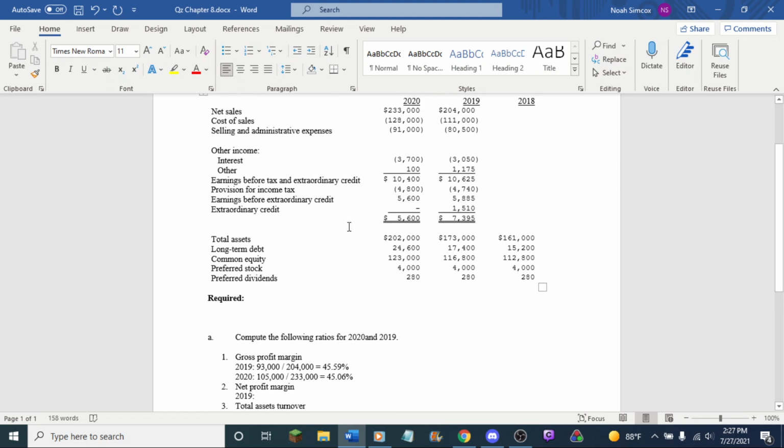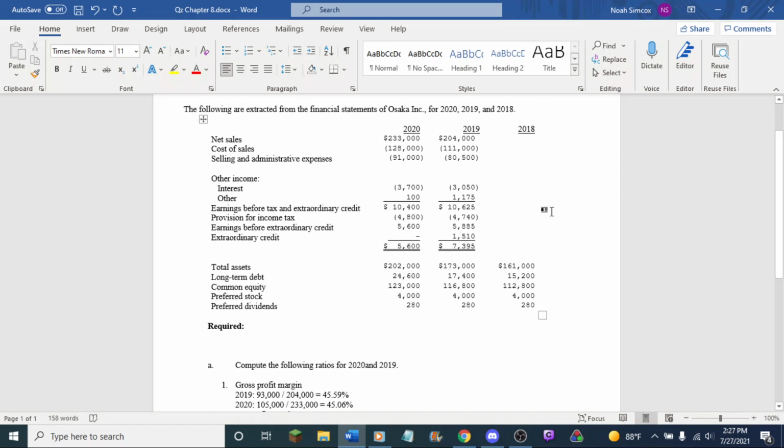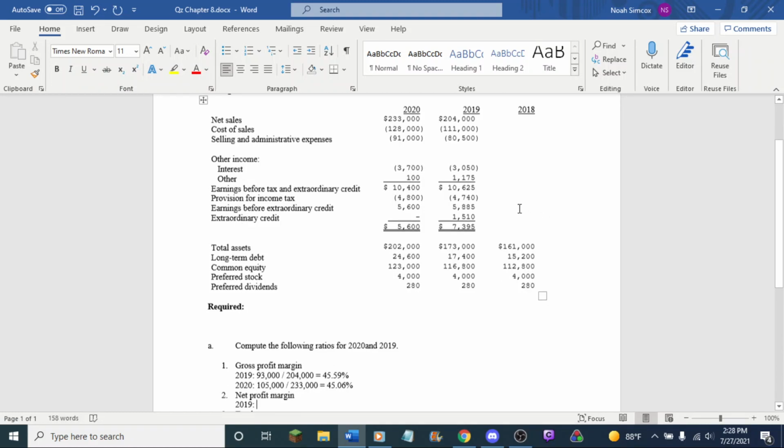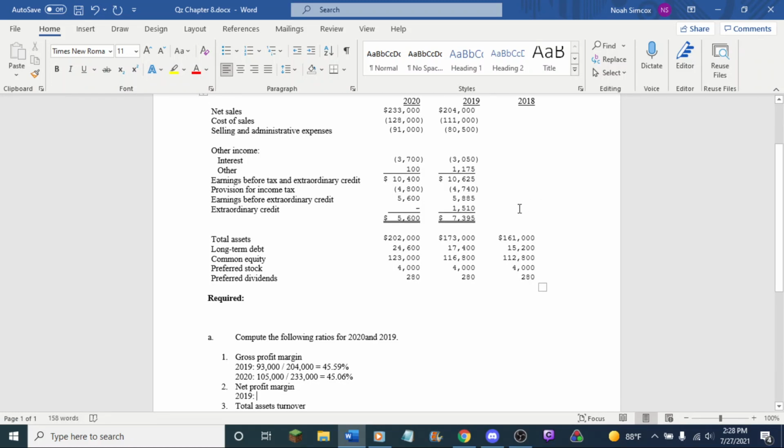There was no extraordinary credit in 2020, but who cares? There was one in 2019. Anyways, so the earnings before extraordinary credit is the number we need for net income. So net income for 2019 is this number, 5885.